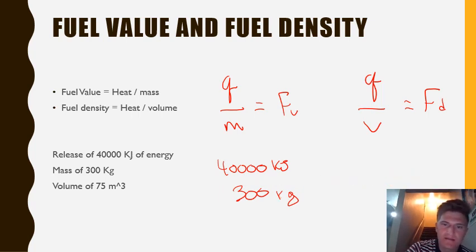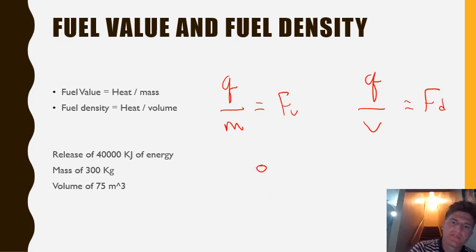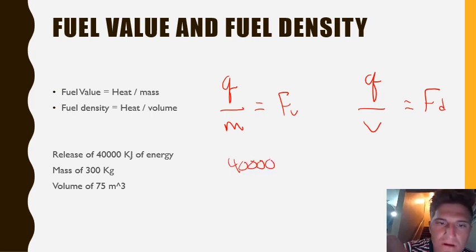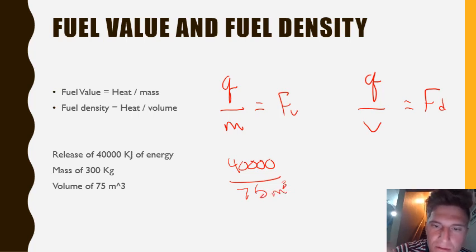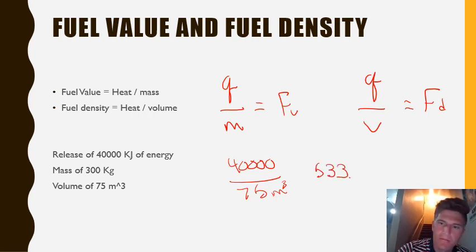In contrast, when we take the fuel density, for this example, we have 40,000 kilojoules for every 75 meters cubed of a certain product. And so when we take the fuel density, we're going to get 533.33 kilojoules per meter cubed.